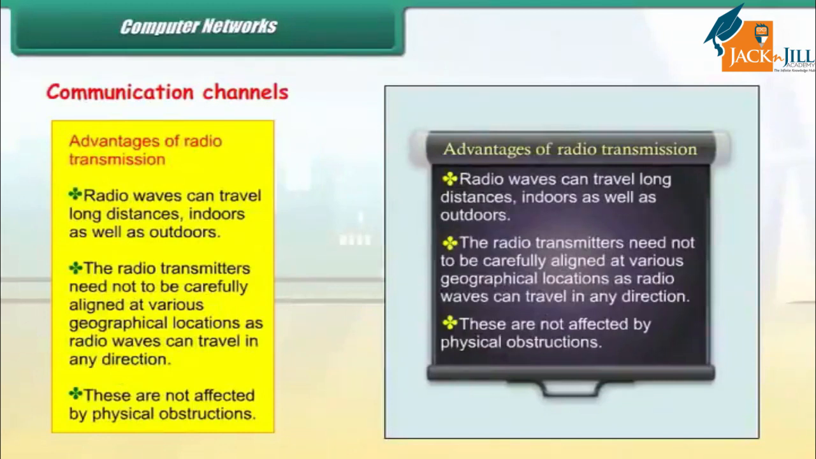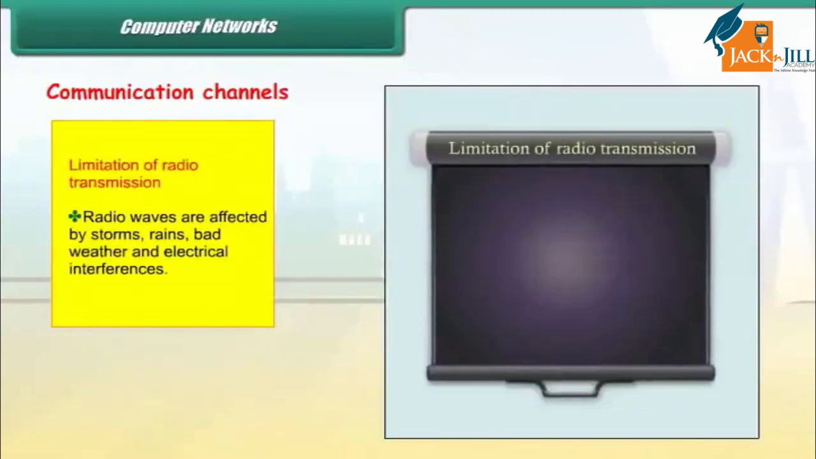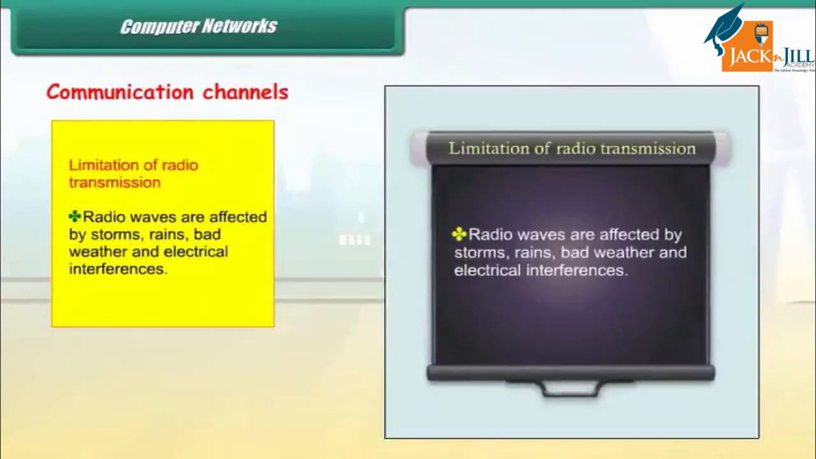Advantages of radio transmission. Radio waves can travel long distances, indoors as well as outdoors. The radio transmitters need not be carefully aligned at various geographical locations as radio waves can travel in any direction. These are not affected by physical obstructions. Limitation of radio transmission. Radio waves are affected by storms, rains, bad weather and electrical interferences.